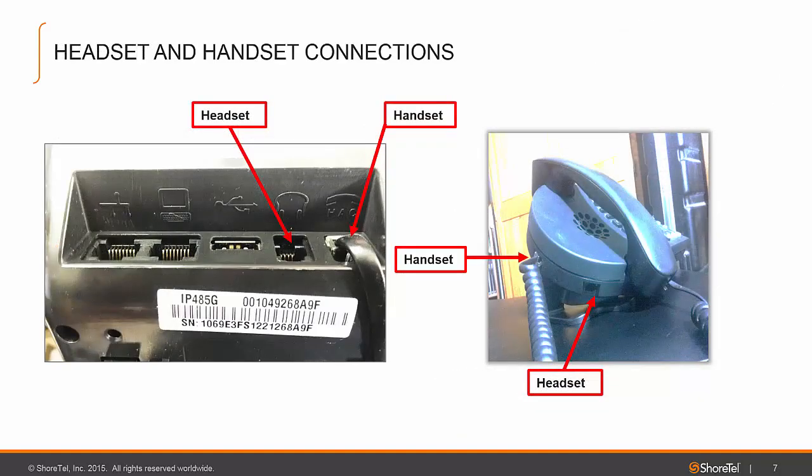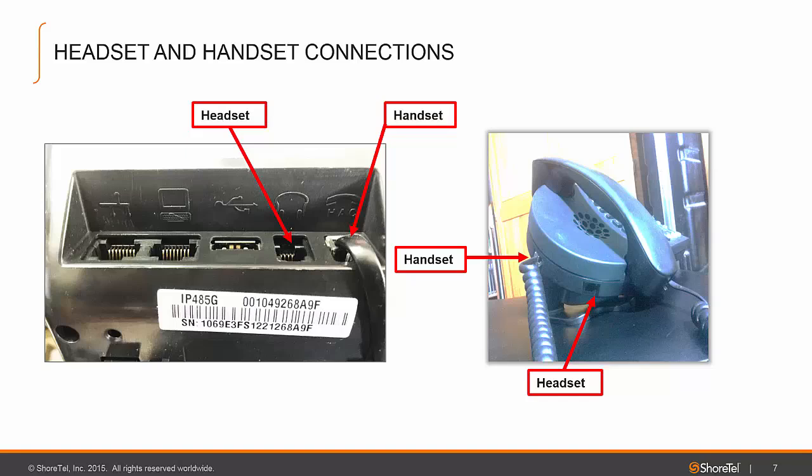Shoretel phones let you conduct calls using a handset and also accommodate headsets. The location of the handset and headset connections depends on the phone model. On some models, such as the IP400 series and IP655 phone models, the headset and handset ports are located on the back of the phone and identified with icons. On other models, the connectors appear on the phone's left side. In these cases, the upper connection is for the handset and the lower connection is for a headset.